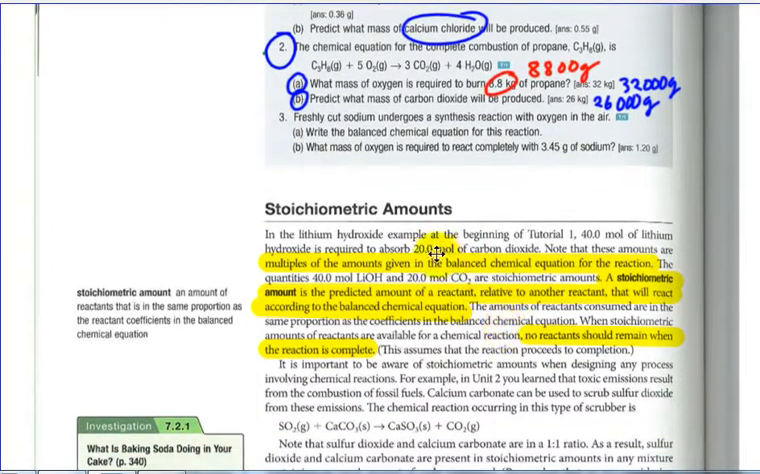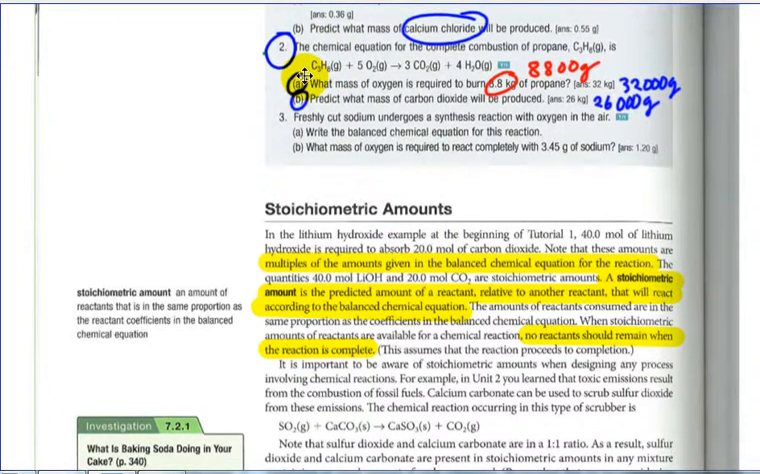Okay, so to wrap up, stoichiometric amounts. In the lithium hydroxide example, 40 moles of lithium hydroxide is required to absorb 20 moles of carbon dioxide. Note that these amounts are multiples of the amounts in the balanced chemical equation. So we say that they are stoichiometric amounts. A stoichiometric amount is the predicted amount of reactant relative to another reactant that will react according to the balanced chemical equation. So the balanced chemical equation is the key.